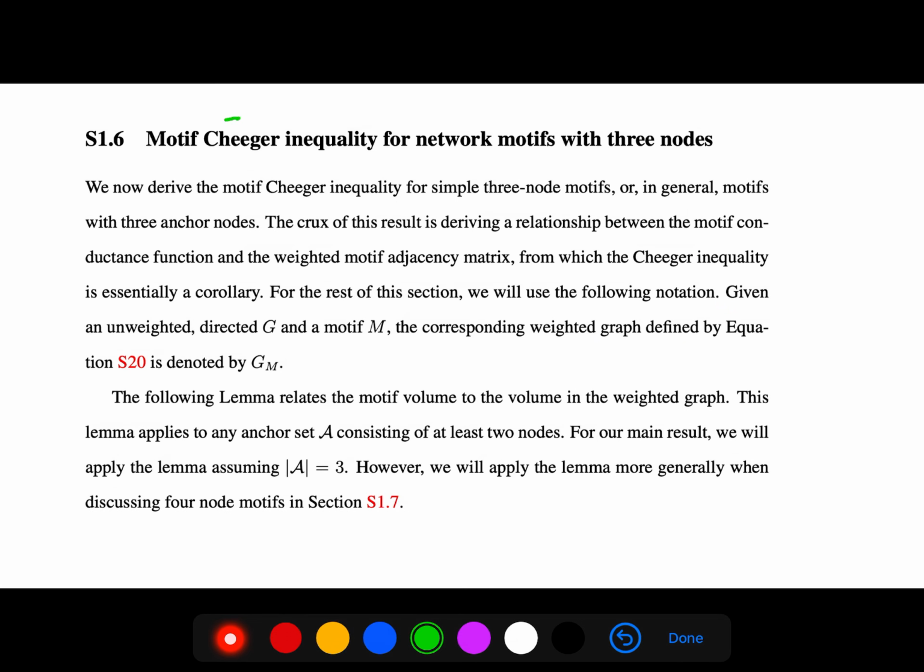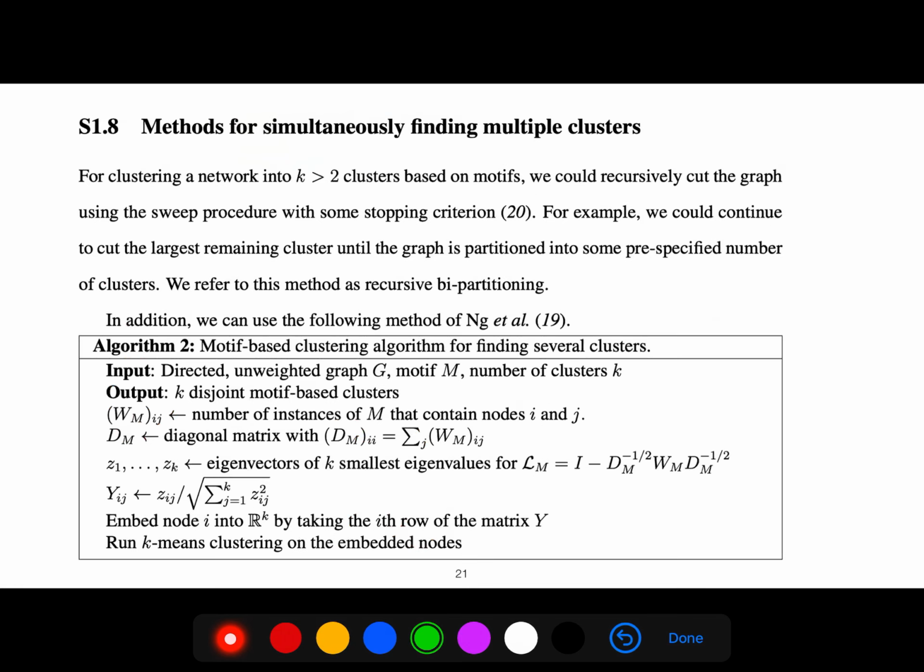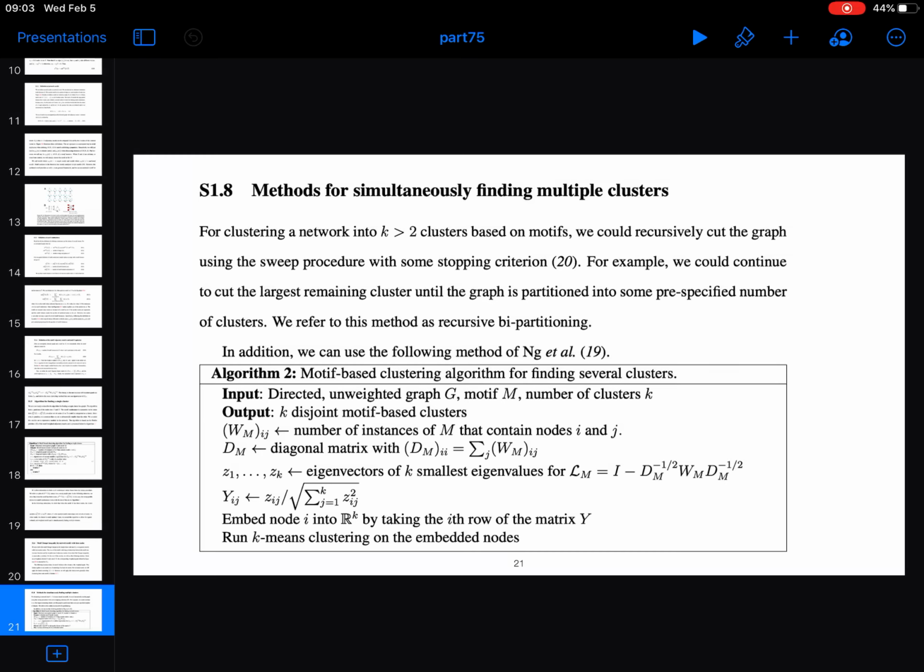Also, the Cheeger inequality, where the original theorem is based on nodes, not motifs. So they generalized it for that as well. So this is the motif-based clustering for finding several clusters. Because if your clusters are more than 2, we could recursively cut the graph using the sweep. For example, we could continue to cut the largest remaining cluster until the graph is partitioned into some pre-specified number of clusters. So this is bipartitioning.